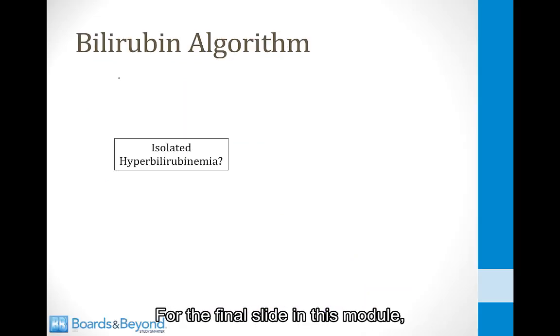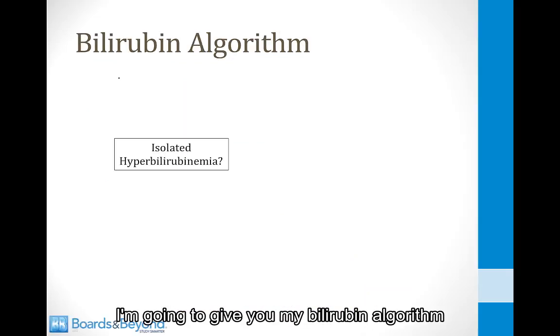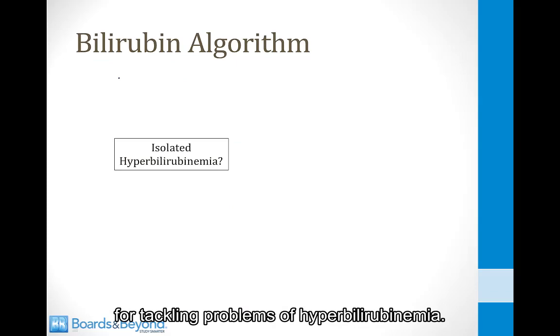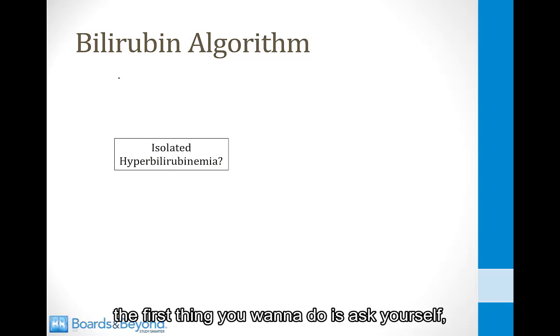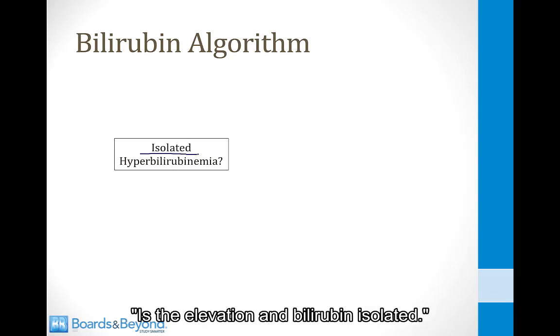For the final slide in this module, I'm going to give you my bilirubin algorithm for tackling problems of hyperbilirubinemia. When you're faced with a patient who has hyperbilirubinemia, either in a board question or clinically, the first thing you want to do is ask yourself, is the elevation in bilirubin isolated? Meaning, is it occurring by itself or is it occurring in association with other liver function test abnormalities?